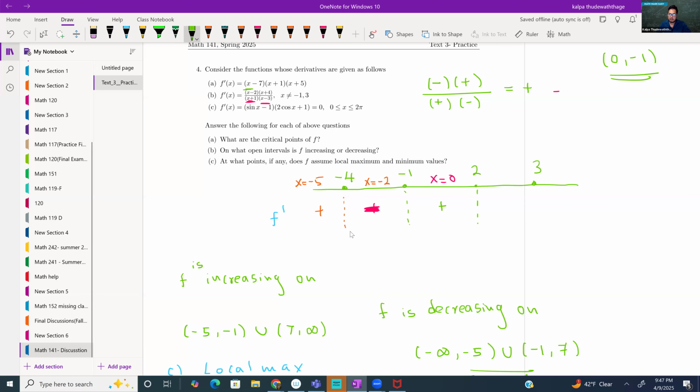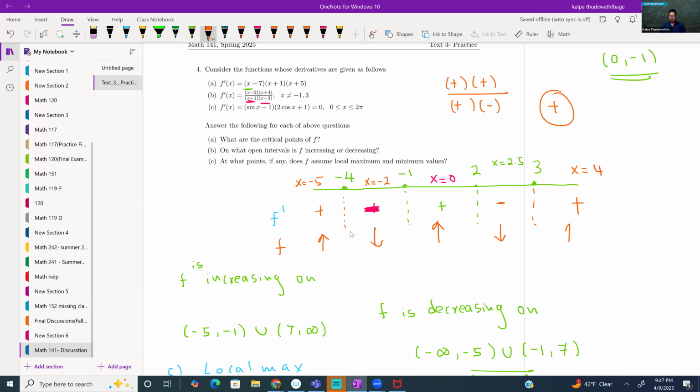Between 2 and 3, I can choose 2.5. If I plug 2.5, I get plus here for the first one, plus. This is plus again, 2.5. This is a negative. So it's negative. Greater than 3, like x equal 4, will give me all positive. You can double check. That's how the sign changes for f dash. So f is increasing, decreasing, increasing, decreasing, and increasing.